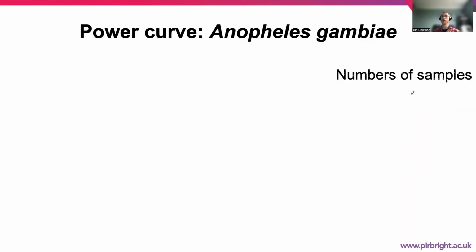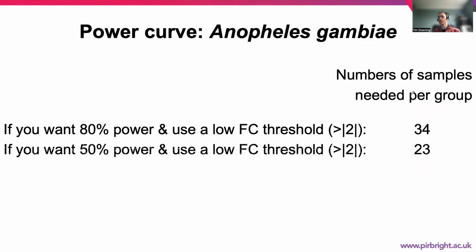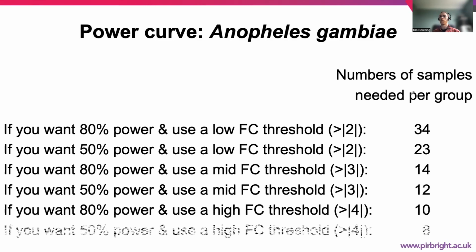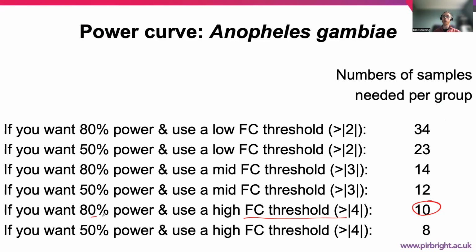And that's summarized here. You can see that this is less than the sheep overall. And say if we have 10 samples per group and use a fold change threshold of 4, this corresponds to 80% power.